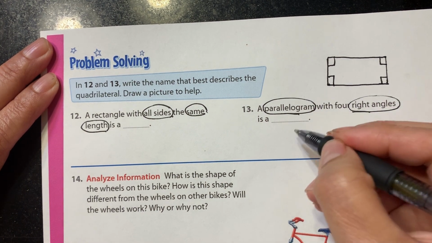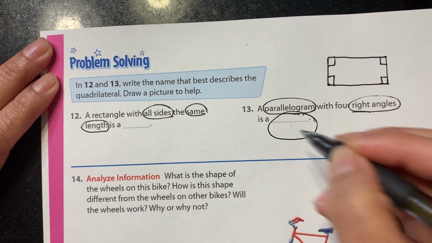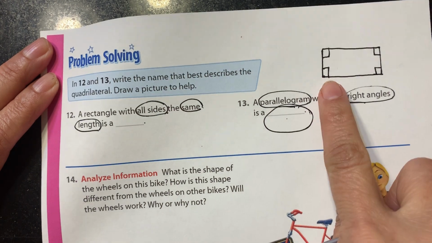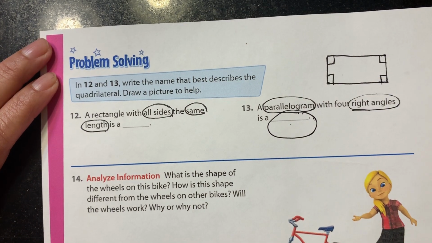These are right angles, but this is a rectangle. What's the name of the other one? Write the name right here. Okay, don't write rectangle because I gave you that answer. Write the other one that has 4 right angles like that.